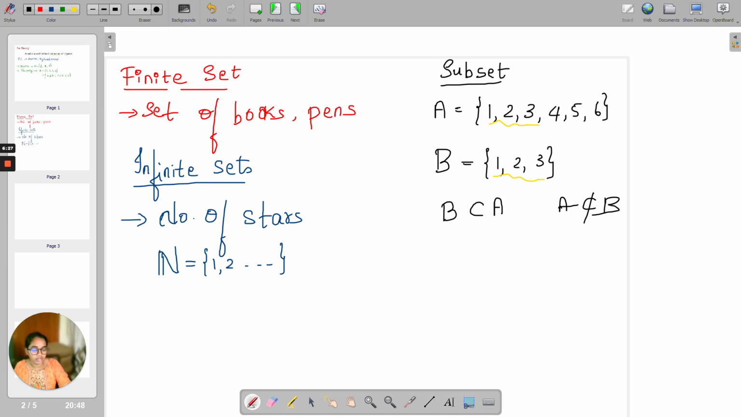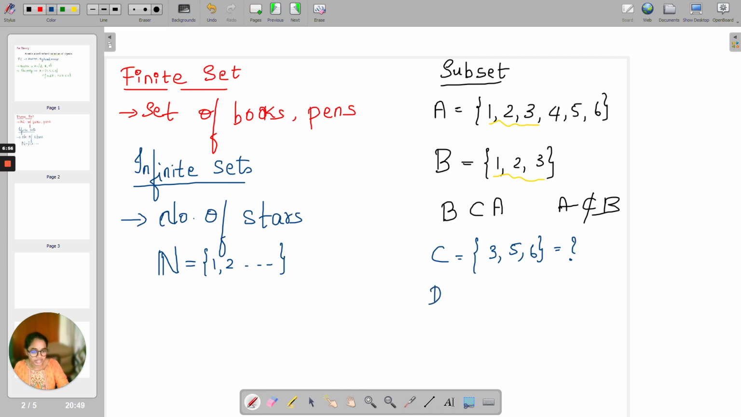Okay. So let me give you some questions now. Can you answer them? Let me take a set C that contains 3, 5, and 6. Is this a subset of A? Are 3, 5, 6 present in A? Yes, you have 3 over here, you have 5 and 6. So C is a subset of A.